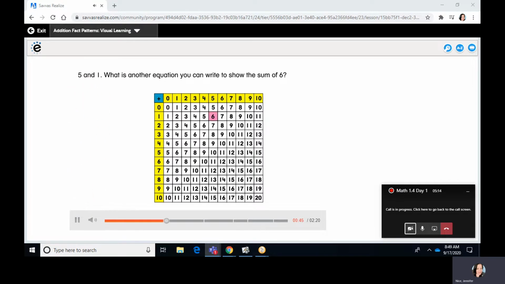All right, let's think about that, friends. What's another equation that you could write to show the sum of 6? Here's the sum of 6. What other equation can you write here?